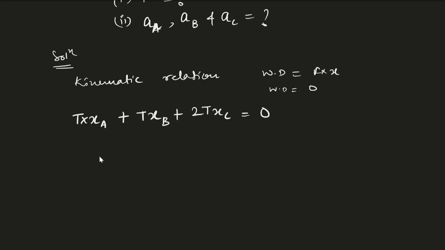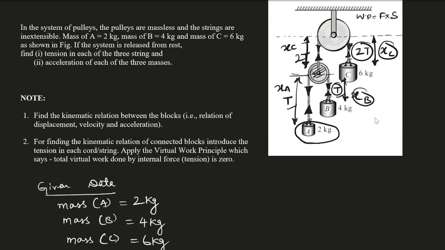Now what I'm going to do is take T as common because T is a constant, whereas XA, XB are variables. Why variables? Because they will change with respect to time. If anything moves up and down in the pulley, the distance will also vary with respect to time. It can go down, it can go up as well. So that is the reason it's a variable.